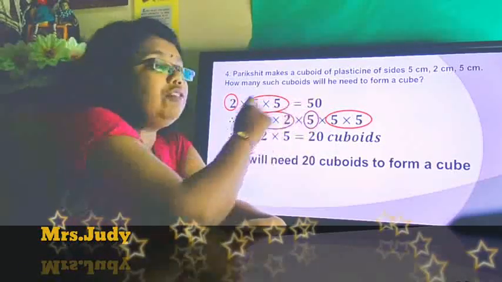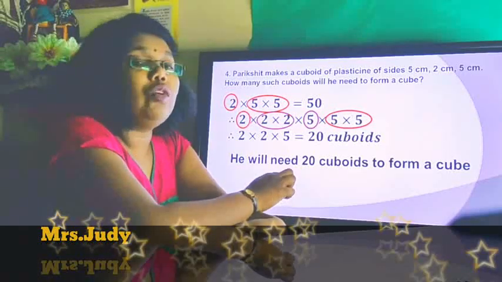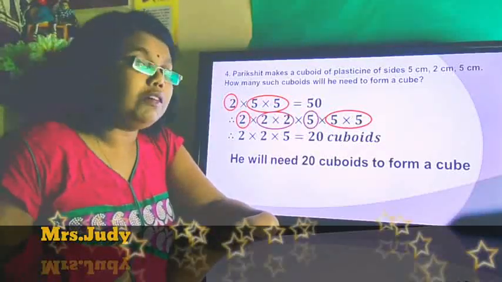So 20 multiplied by 50 gives you 1000. Now 1000 is a perfect cube. That is why we say 20 cuboids are required to make a perfect cube.